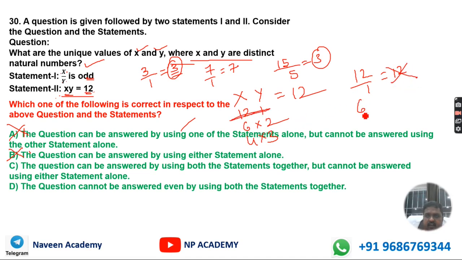Now 6 by 2. If I use 6 by 2, you will get 3. Three ones are 3, three twos are 6, yes or no? You are getting an odd number, my dear friends. Sorry, here it is 3, yes, we are getting 3. Correct. Next, 4 by 3. You are getting a decimal value, 1 point something, but it must be a natural number, my dear friends. Yes, we can find it out. If I use both 1 and 2, I can find out the answer, my dear friends.